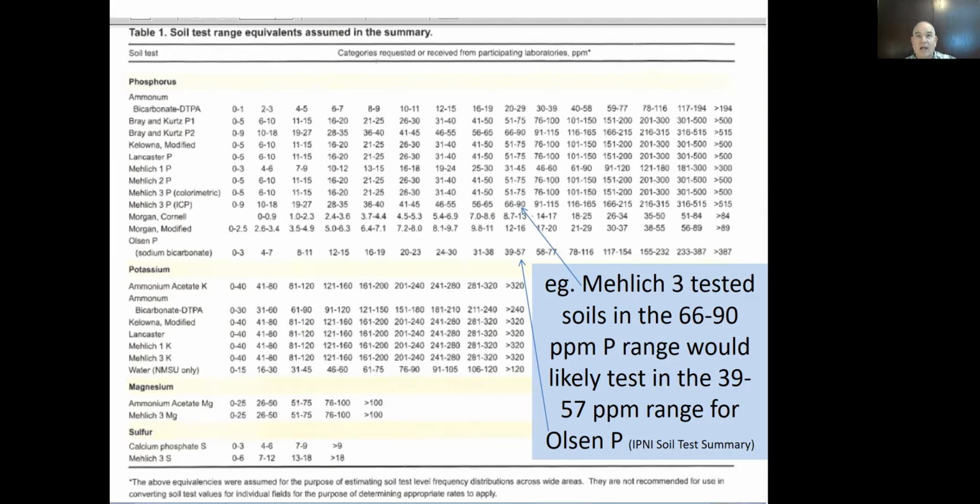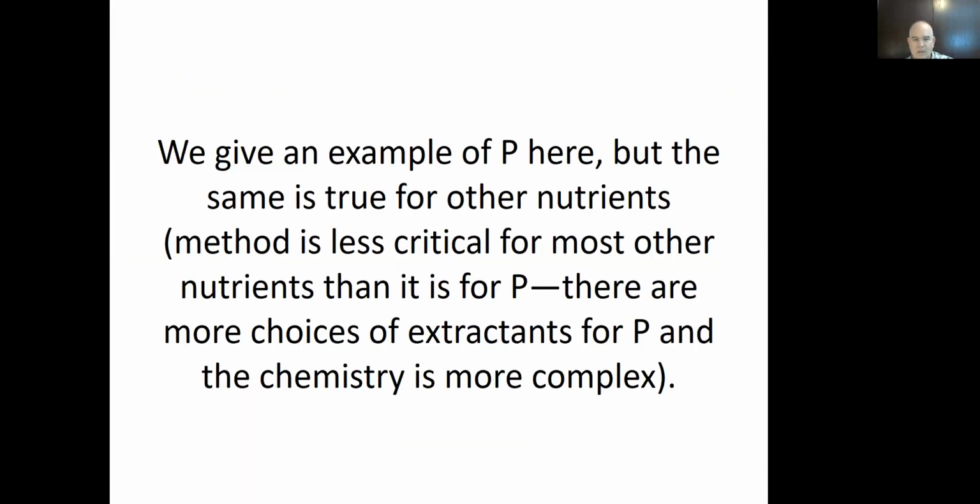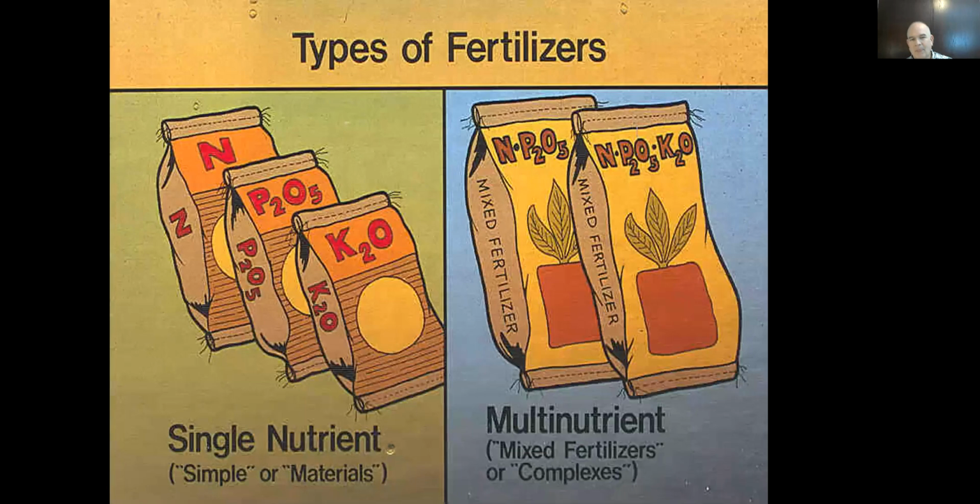Now, again, in my document, I've simplified all of this in this ABCs of how to interpret a soil test document. And I've given you some numbers of what you need to know in terms of how to interpret this. So I just want to give a little background, though, on why and how we get these different tests. We gave the example of phosphorus here, but the same is true for these other nutrients. The method is usually less critical for potassium than it is for phosphorus, but the principle is the same.